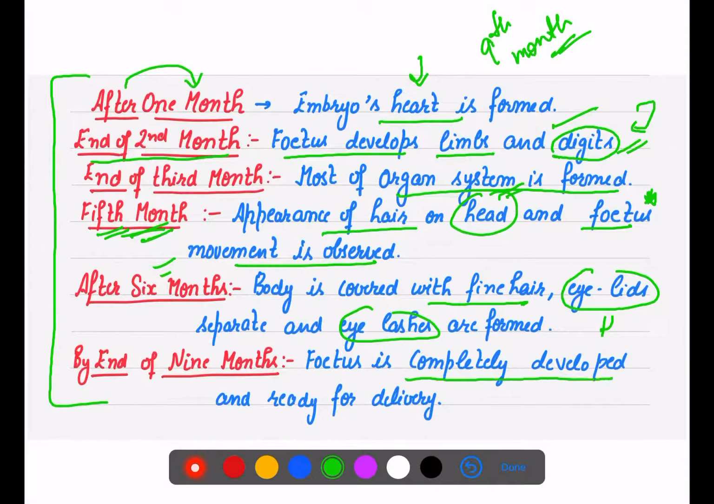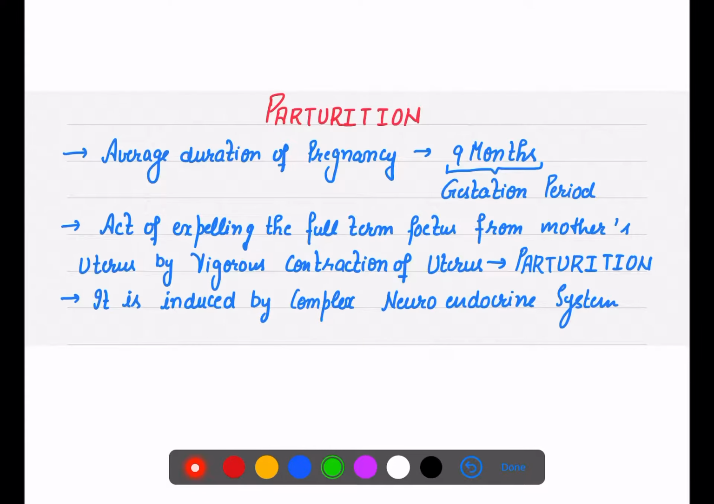These points should be known to you if you are appearing for your NEET examination. Every point should be clear to you. Parturition: the average duration of pregnancy, we know, is a period of 9 months.